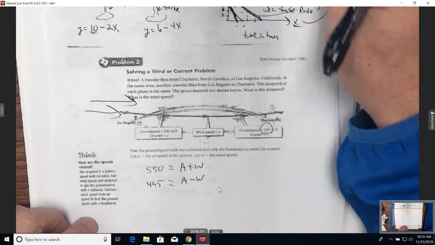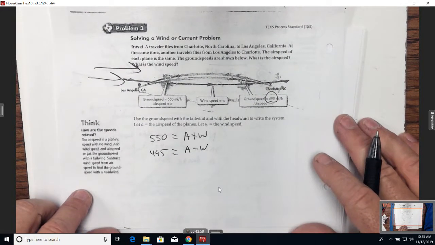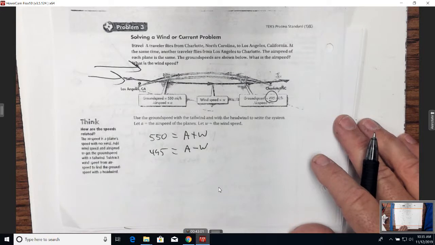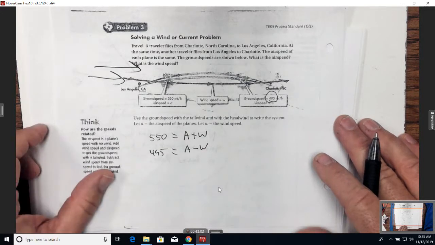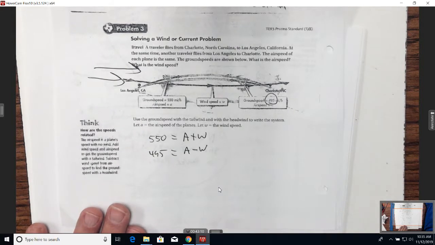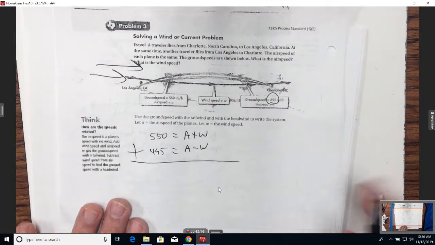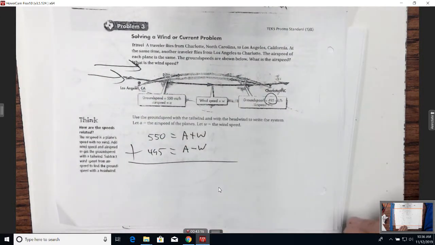Can y'all tell me what the airspeed is and what the wind speed is of these airplanes? Not the total ground speed, but the speed of the air and the wind. So how fast is the wind blowing, in other words? Well, to figure this out, I would not use graphing. I would not use substitution. I would use elimination and add the two together.